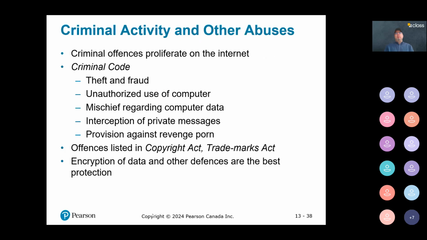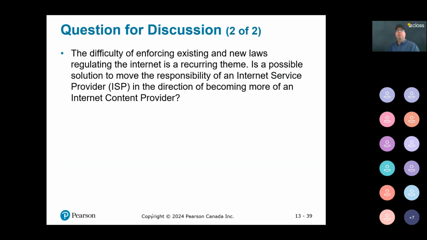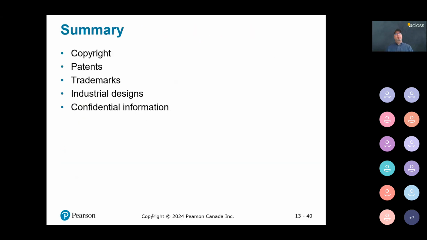All right, so that's what I wanted to share with you on intellectual property. Copyright, patents, trademarks, industrial designs, and confidential information and trade secret. Trade secret is one type of confidential information.